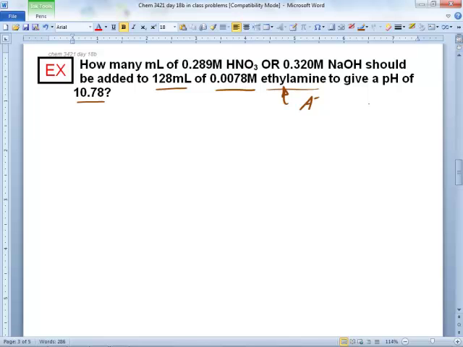But I think it's easier to think of it this way. You find out what that buffer is. It's a base. The only thing you can add to it is an acid. You add more base, you're out of the buffer region. It's all base. It's no good. It's not a buffer. So if the form of your buffer is conjugate base, you can only add an acid. Okay.